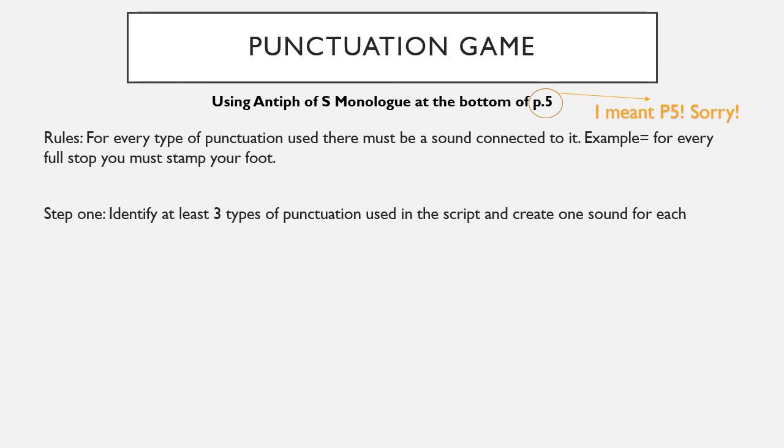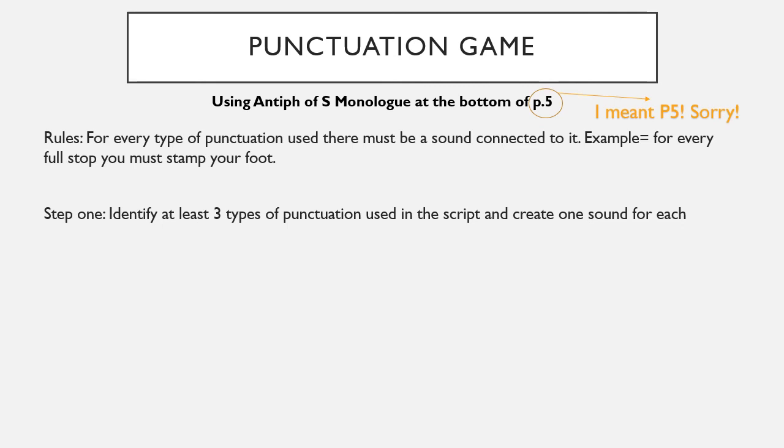So this is a punctuation game. We're going to have a little look at punctuation now. We've done emphasis and we're going to move on to punctuation. Now you're going to use the Antipholus of Syracuse's monologue at the bottom of page 6. It's only that short paragraph that you're going to use.